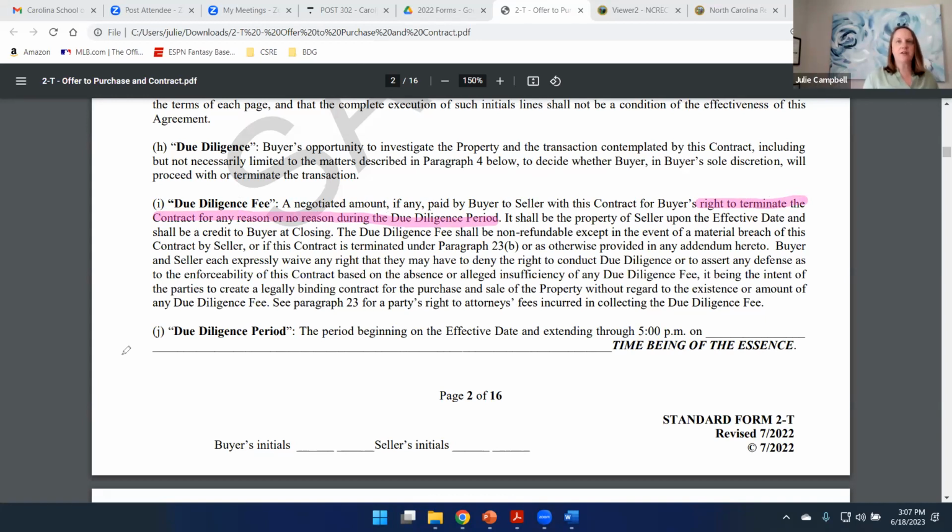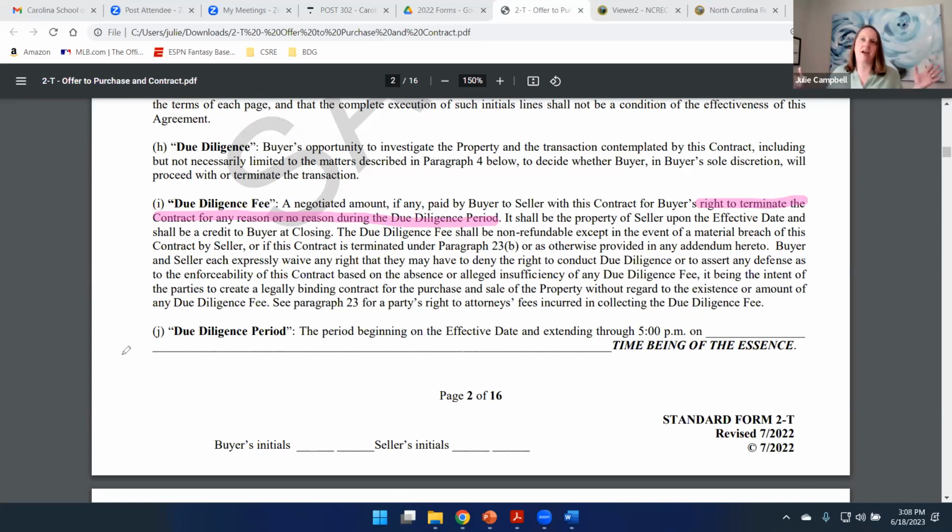The buyer is paying the seller for the right to terminate. Maybe they have a really good reason. Maybe they get a home inspection report with a whole lot of things wrong. Structural, electrical, plumbing. Did you guys just hear a lot of dollar signs, right? This got really expensive. The roof is 30 years old. This got really expensive really fast.